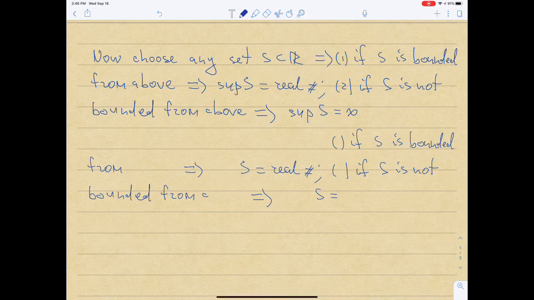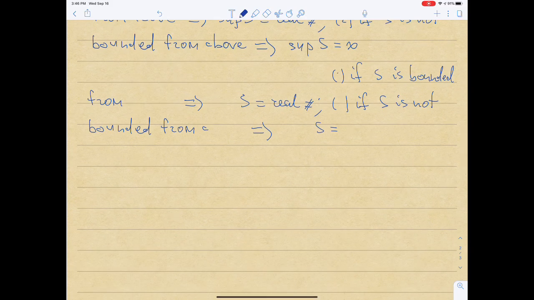Let's put the appropriate modifications here. So 3, if S is bounded from below, then infimum of S is a real number. And 4, if S is not bounded from below, then infimum of S is minus infinity. So what is the conclusion from this?